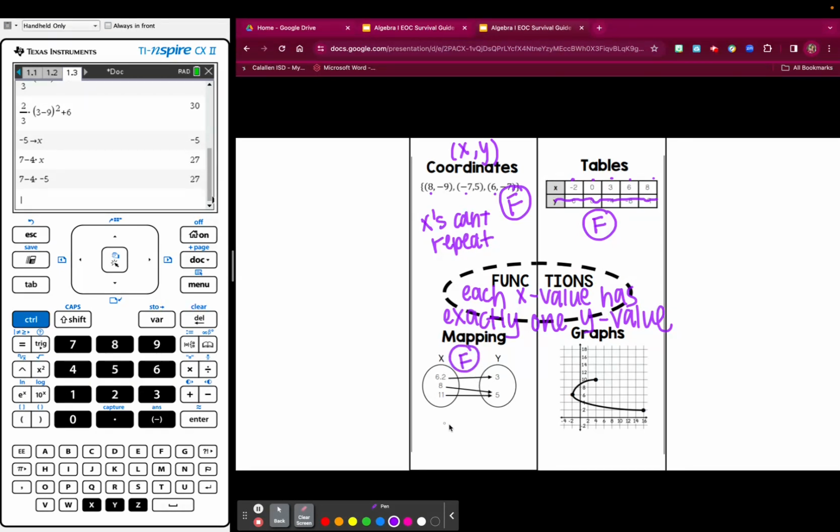Now remember, with mappings, a quick thing you can reference from 8th grade is the bus stop analogy. So you can only get off at one bus stop. You can't get off at two, because once you're off the bus, you're off the bus.